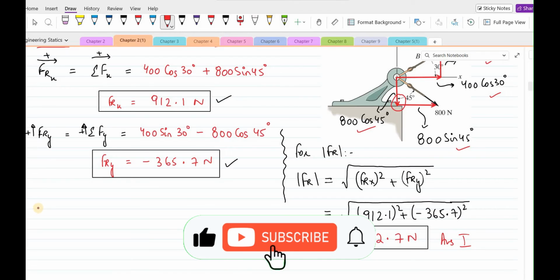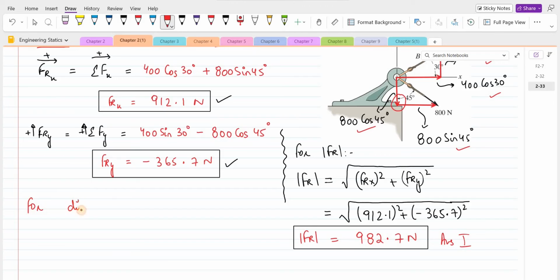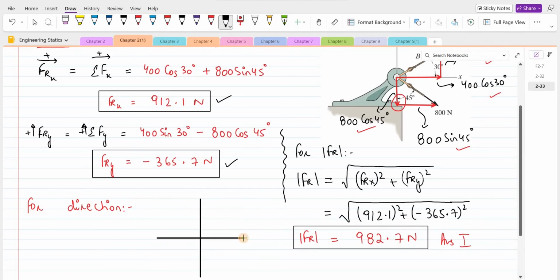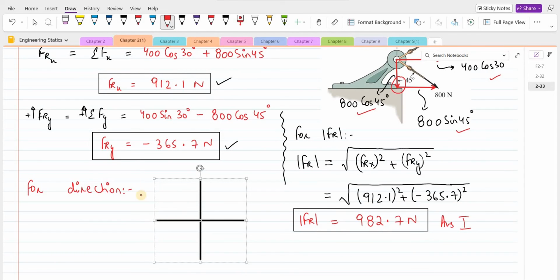We also have to find the direction of the resultant force. So for direction, if I draw the resultant force on the xy plane, then it would look something like this. This is the positive x-axis, this is the positive y-axis, this is the negative x-axis, and that's the negative y-axis. So we have F_Rx, which is positive, and F_Ry, which is negative.